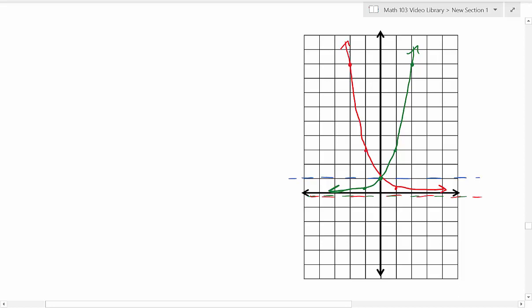And then we'll plot our points. 1, 1 1/3; 0, 2; -1, 4; and -2, 10. And here we have our final answer in blue. The graph of f of x equals 3 to the negative x plus 1.